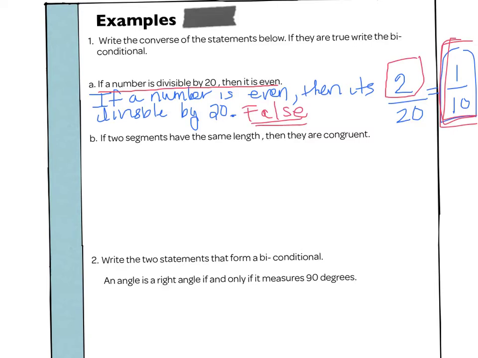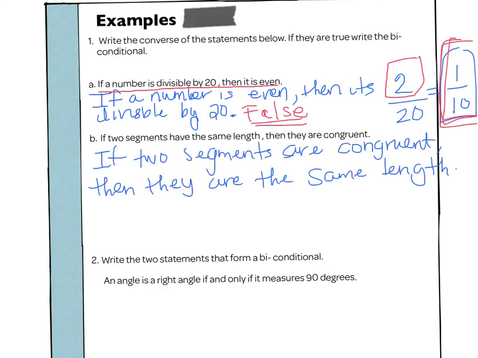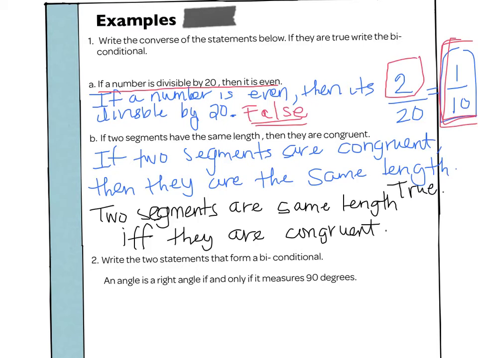So let's do B. If 2 segments have the same length, then they are congruent. Now let's write the converse. The converse is, if 2 segments are congruent, then they are the same length. Well, this actually is true. So I can now write the biconditional, which will say 2 segments are the same length if and only if they are congruent. So that is our biconditional statement.